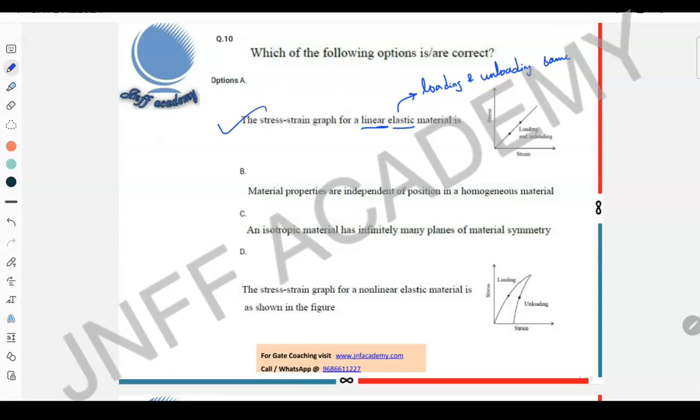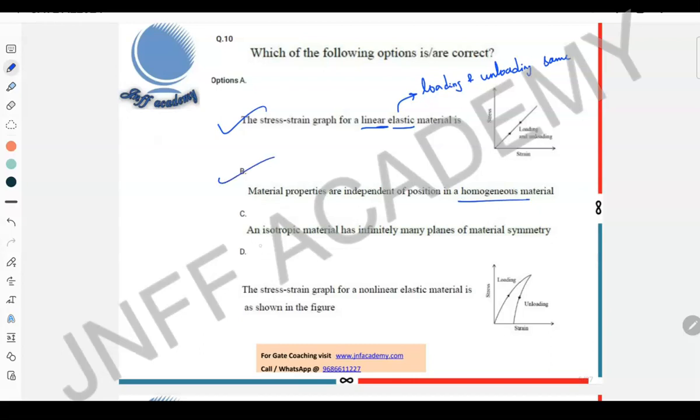Then the next option. The material properties are independent of position in a homogeneous material. As we discussed in our strength of materials first lecture, I explained what is meant by homogeneous, what is meant by uniform, linear, elastic, all those things. At that time I told that homogeneous means the material property will not vary based on the location or position. So this option is also correct.